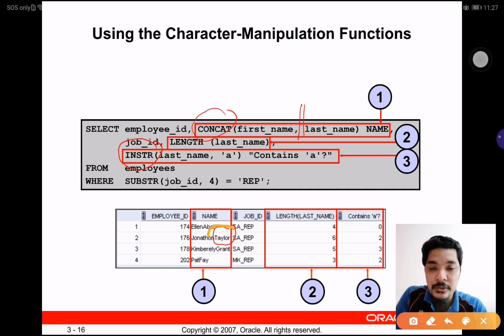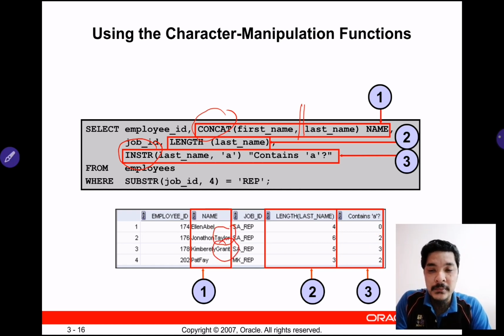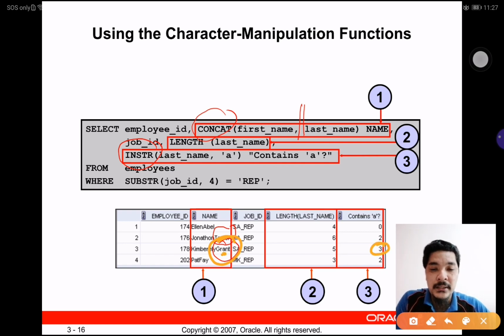Okay, so Taylor, A is in character number 2. That's why we produce 2 here. A is character number 2 in Taylor, in the last name. The same goes for Grant here. Okay, we have Grant here. A here is character number 3, and the same goes here. Faye, A here is number 2.